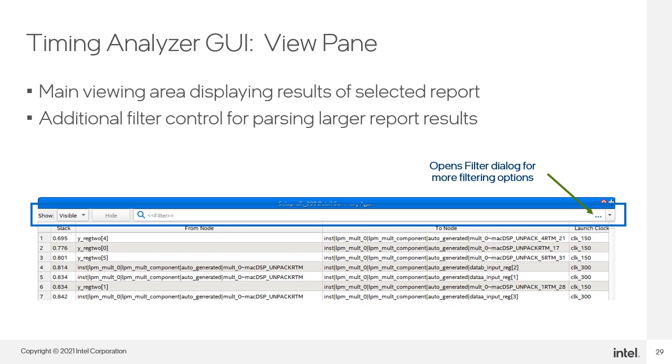Once you have the report in the View pane, you can control its visibility. You can filter the information if you have a large report with a lot of results. Instead of regenerating the report to reduce the information, you can just filter for keywords in the report.